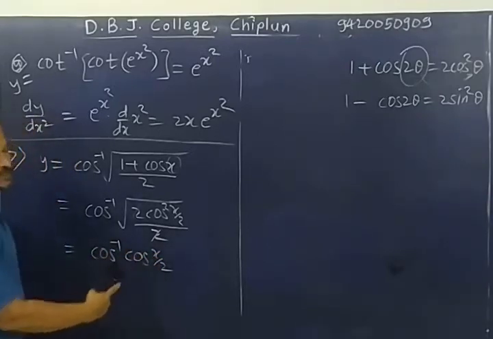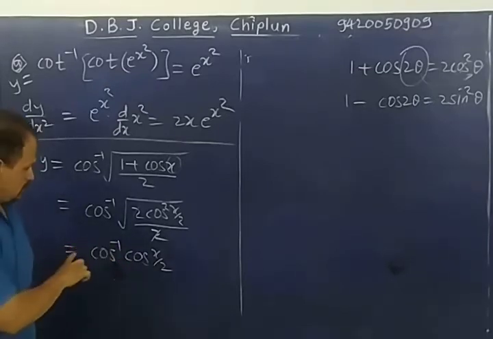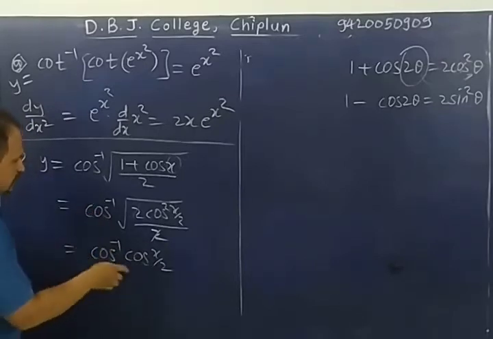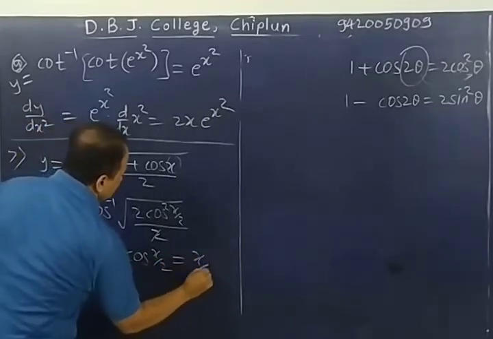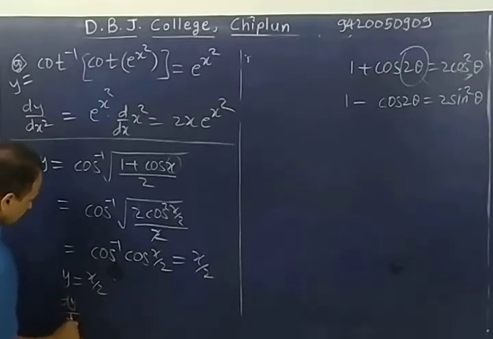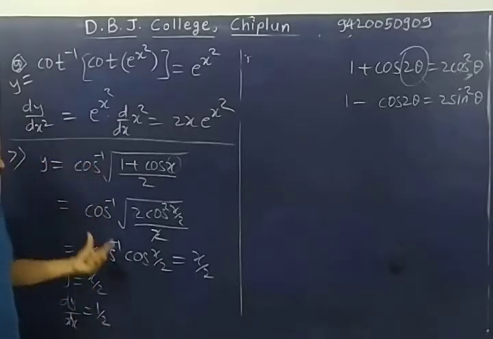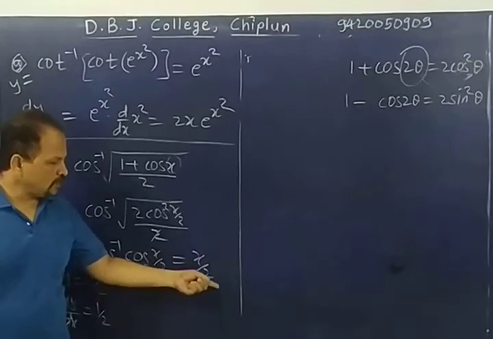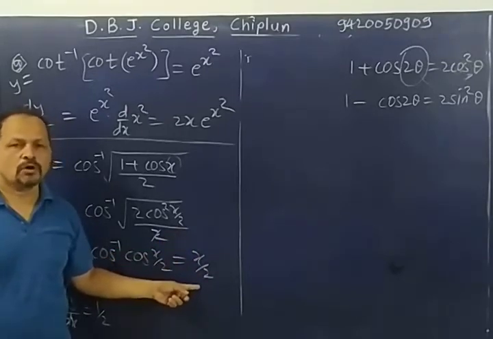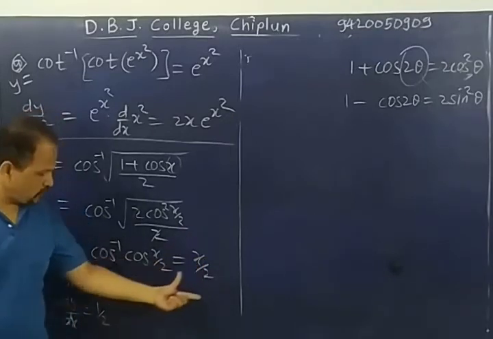Again, inverse function and function, they come together in composition. They cancel out each other and you have only x by 2. So y is equal to x by 2. dy by dx is half. Many times in such problems, what happens? You solve till this point only and you call this as derivative, which is wrong. This is only y simplified. Its derivative we have to take.